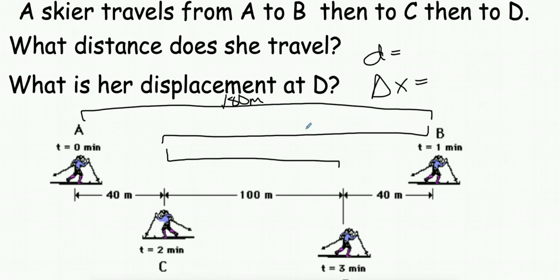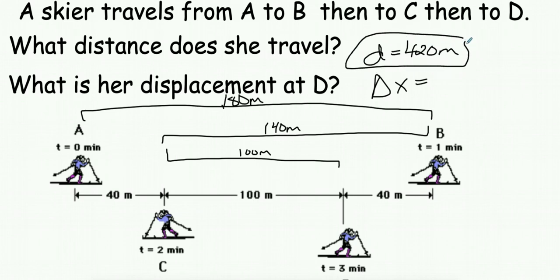Okay, then my second one here, that's going to be 40 and 100, so 140 meters. And then my third one here, from C to D, I'm going 100 meters. Okay? So to get the distance, we just add the total amount traveled, so 180 plus 140 plus 100. Okay, so 180 plus 140, that's 320, so that's 420 meters for my total distance traveled.